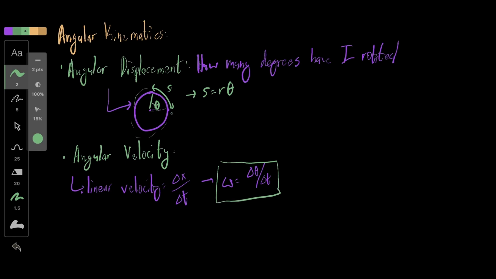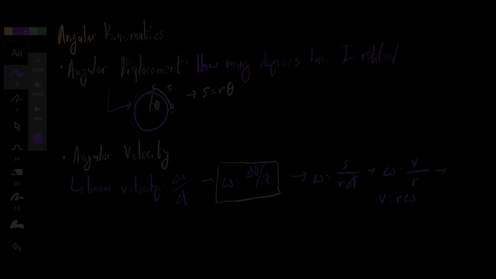And we can even relate it to linear velocity, because angular velocity is delta theta, or basically the linear displacement divided by r, and then times delta t. And s divided by delta t is linear velocity. So this is equal to linear velocity divided by the radius of the circle, or v is equal to r omega. Now, I'm going to show my second animation, which illustrates this pretty clearly also.